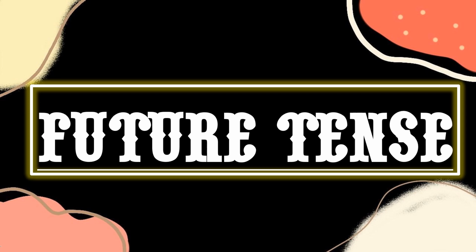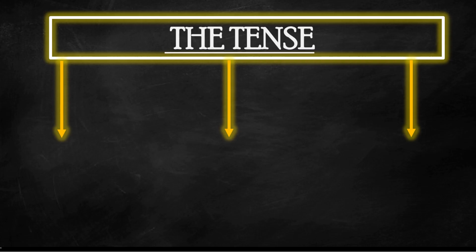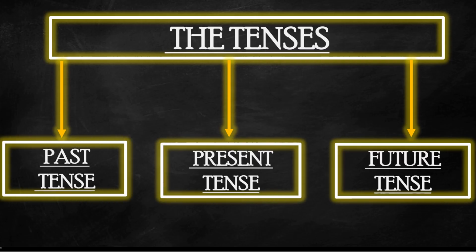In today's video we are going to learn future tense. So let's get started. Let us quickly revise. We all know that the tenses are of three types: past tense, present tense and future tense. I have already made videos and they are live on my channel for past tense and present tense, and in today's video, very quickly and effortlessly, we will become a future tense pro.